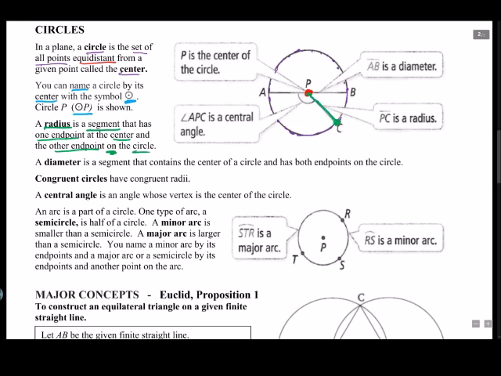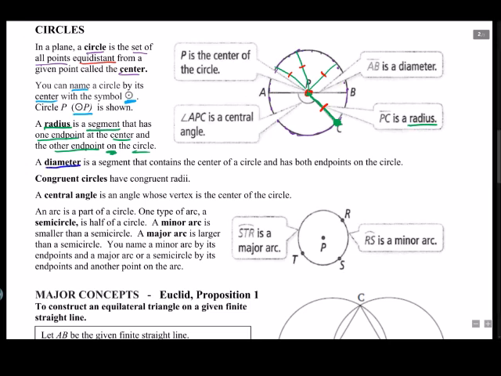And so segment PC is the radius. And segment PC, that distance, the length of that segment, is the length that we use to find all of these other points. So we could draw radii anywhere. And there's an infinite number of radii around this circle, and they are all the same length. They are all going to be congruent. All radii within a circle are congruent.